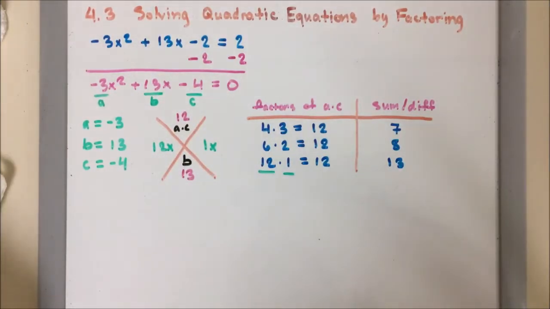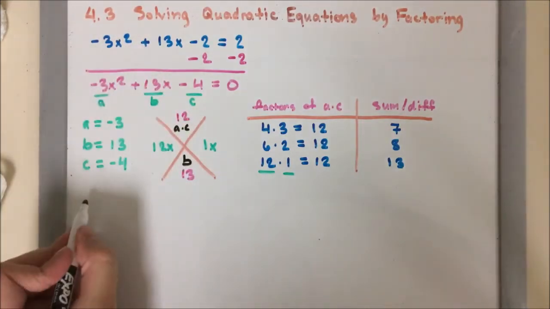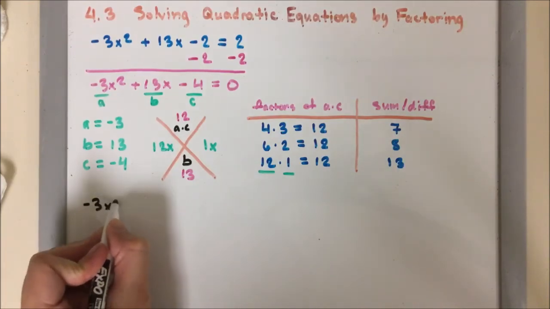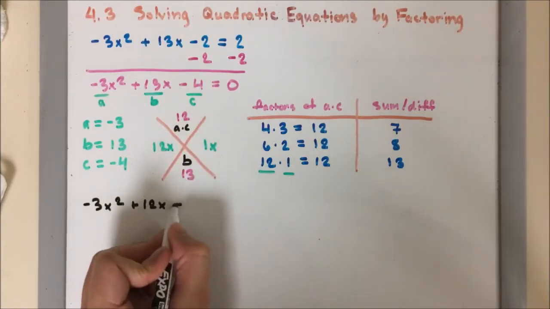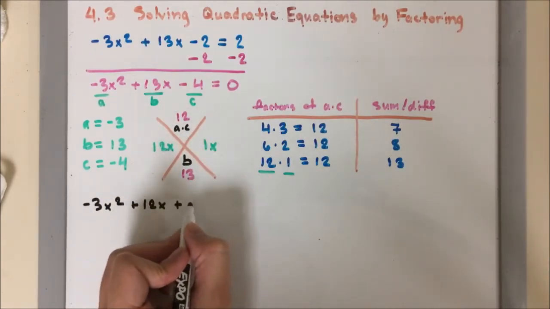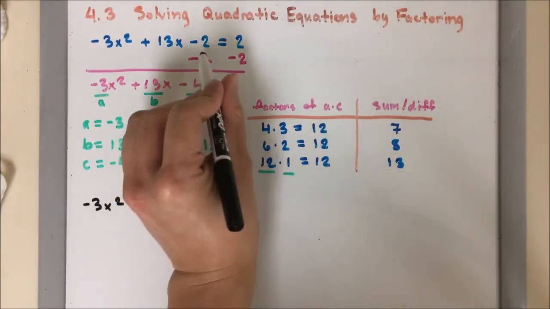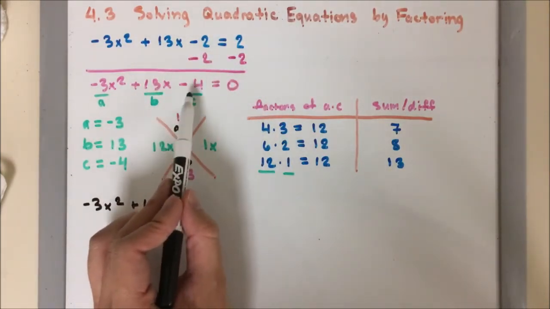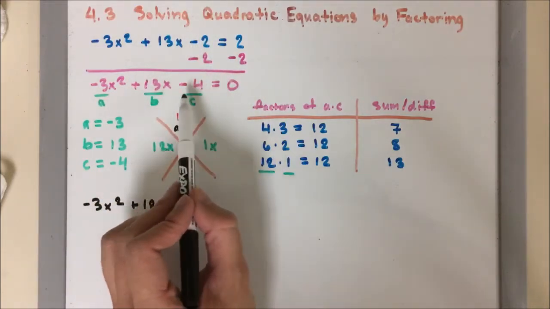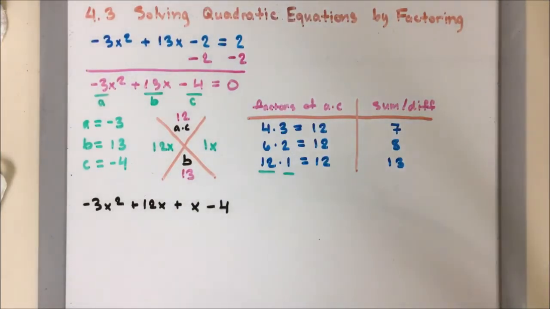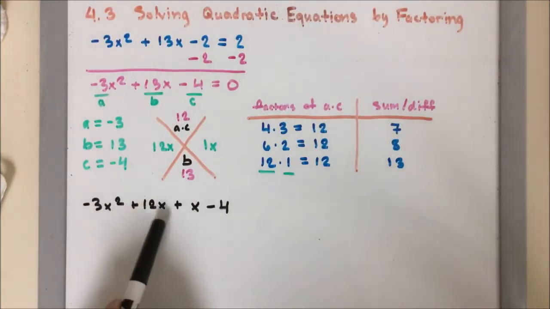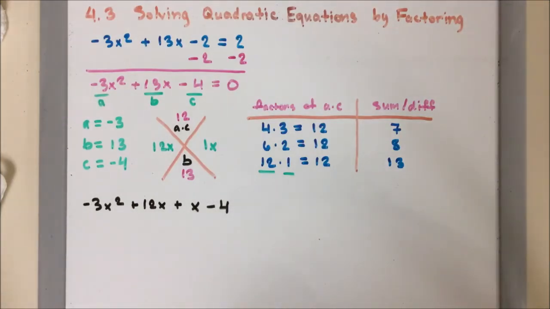Next, I'm going to set up my work. So my first term is negative 3x squared, then plus 12x because it's positive, and then plus 1x. So here, if it's 1x, I can just simply write x. Next, I'm going to write the last term of this part, not the original, but the part where it equals 0, so minus 4. So I have negative 3x squared plus 12x plus x minus 4. So I'm ready to start factor by grouping.